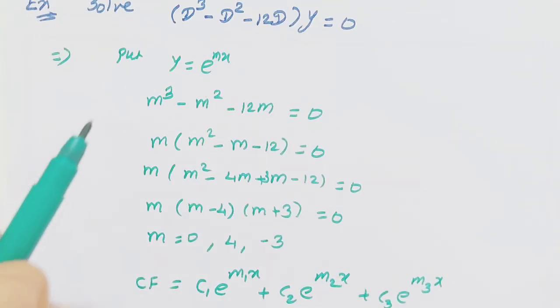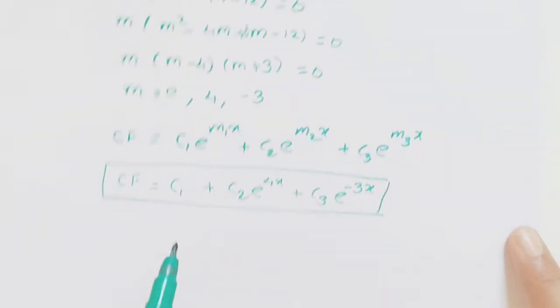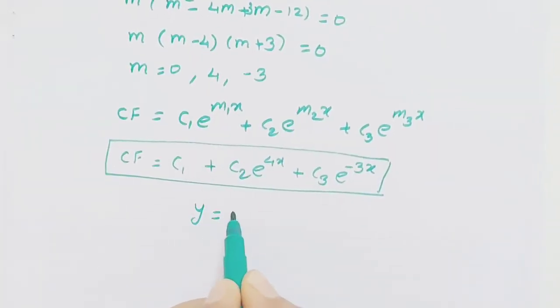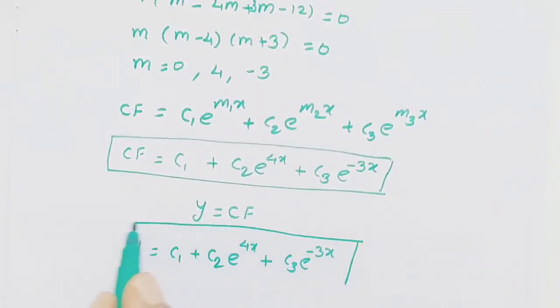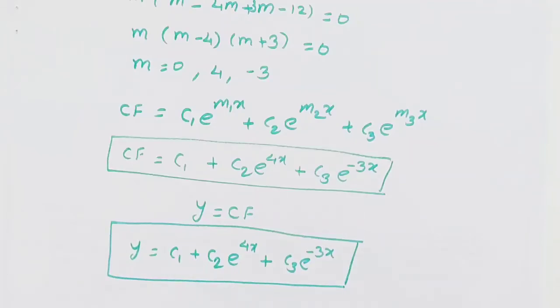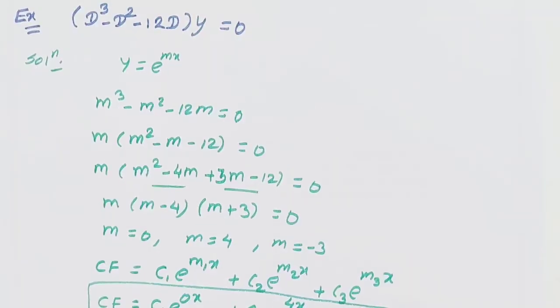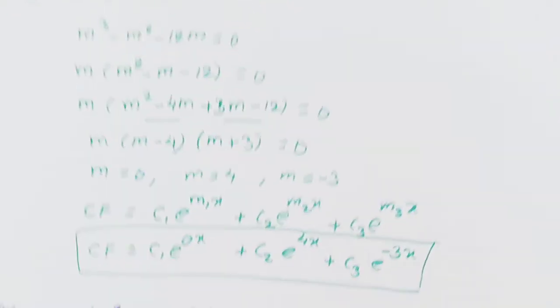So we know that for homogeneous differential equation, complete solution is simply y equals to CF. Here put the value of CF, then solution is y equals to C1 plus C2 e raised to the power 4x plus C3 e raised to the power minus 3x. This is our final solution. Now we see the next example.